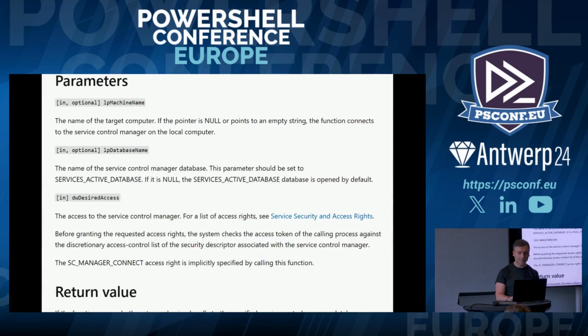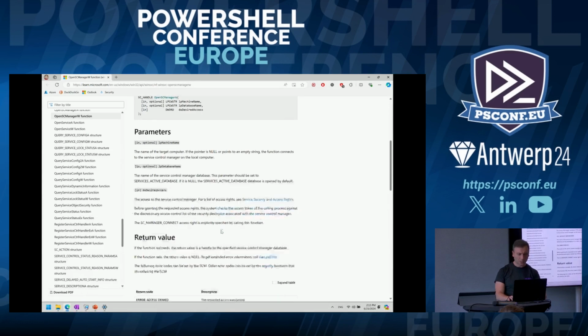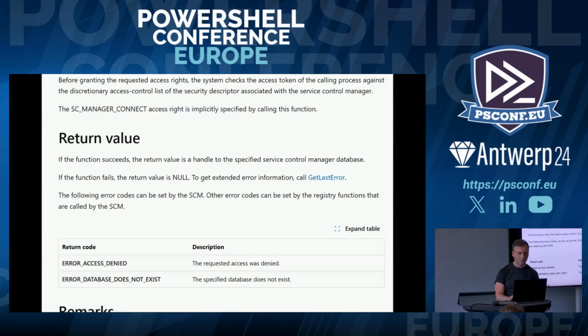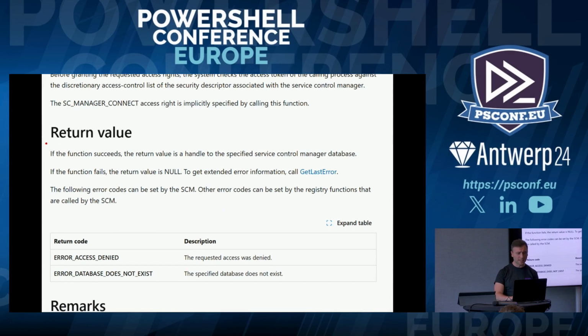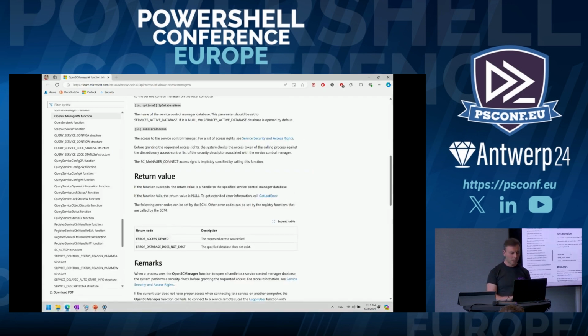And dwDesiredAccess. So that's about access control. To be fair, we don't really need to change anything here as well, unless we would like to make our API call from PowerShell, like make a P/Invoke. I will talk about that at the end of the session. So, the return value. If the function succeeds, the return value is a handle to the specified Service Control Manager database. All right, so that's the first function.